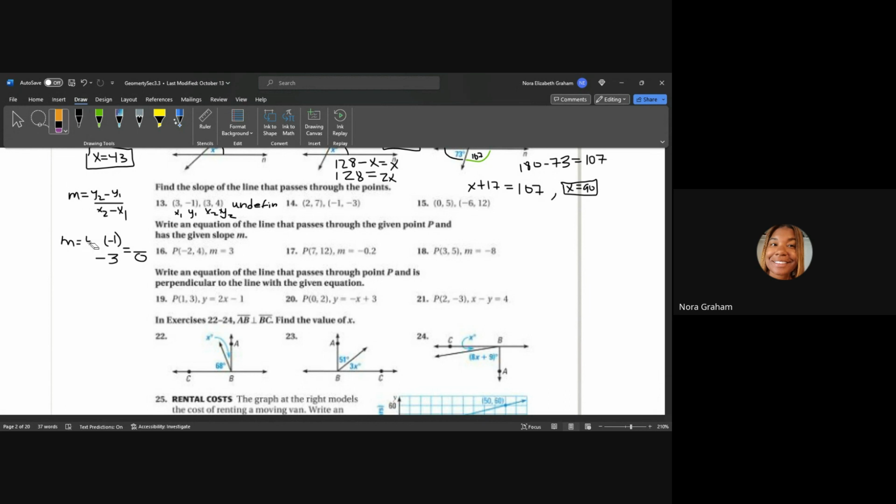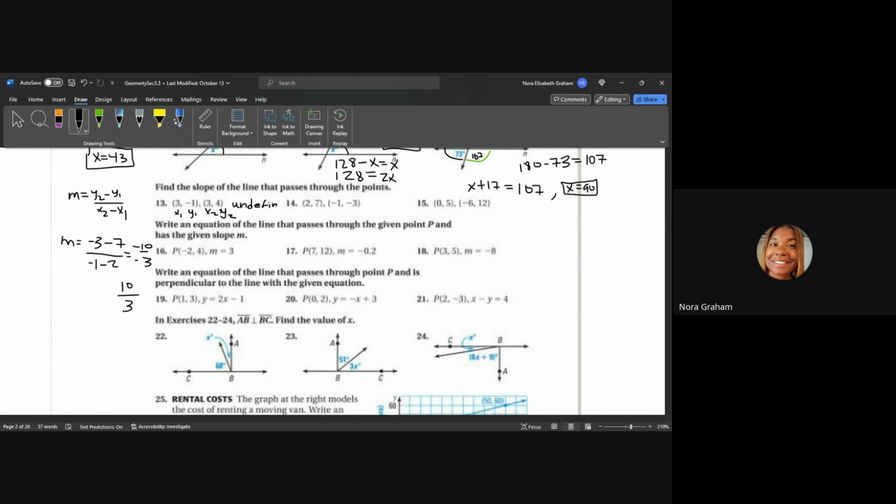All right, so let's do 14 now. For 14, again, use your annotations, but just for time, I'm not going to use mine. I have -3 minus 7 over -1 minus 2. Okay. That's going to give you -10 over -3. Those negatives are going to cancel out. So my slope is just going to be 10 over 3. And that's for number 14.